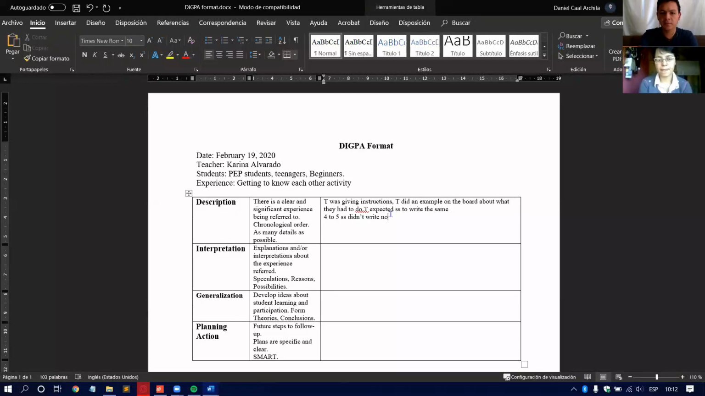So 4 to 5 students didn't write anything? No, they didn't draw. The main goal of the activity was for them to draw. Oh, instead of drawing, they wrote. Okay.